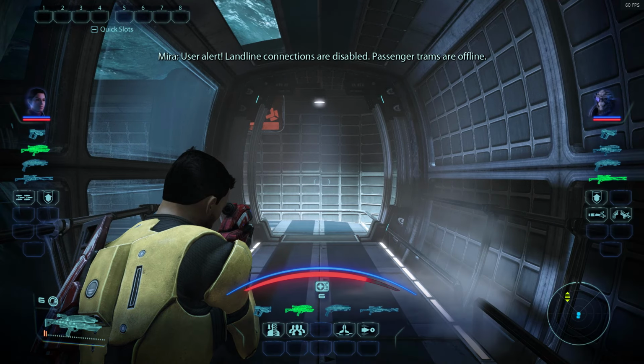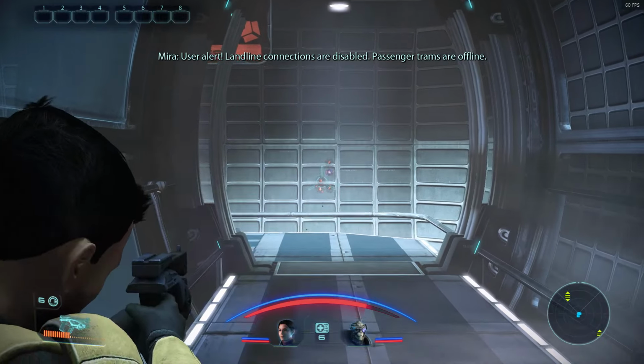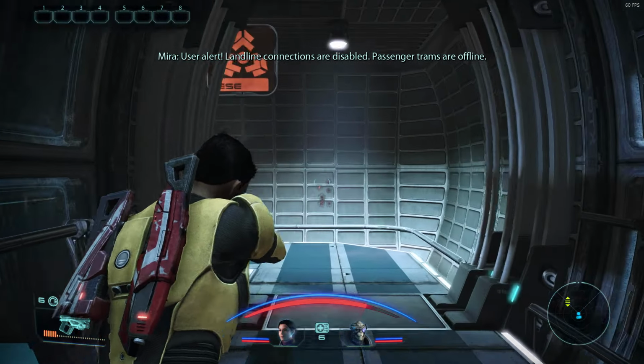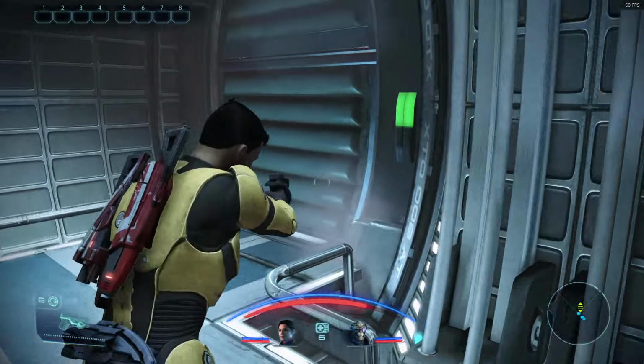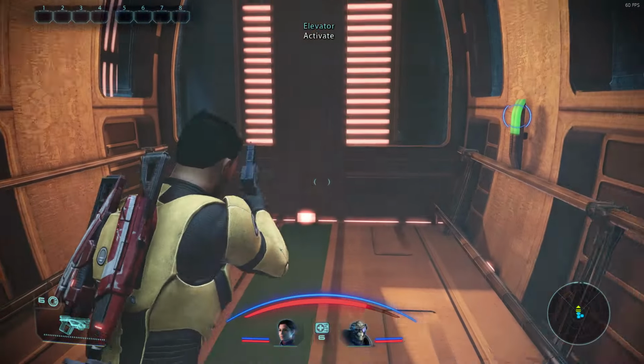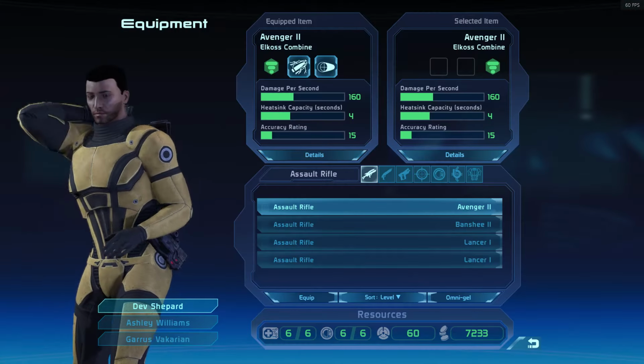User alert. Landline connections are disabled. Passenger trams are offline. Now entering main reactor.